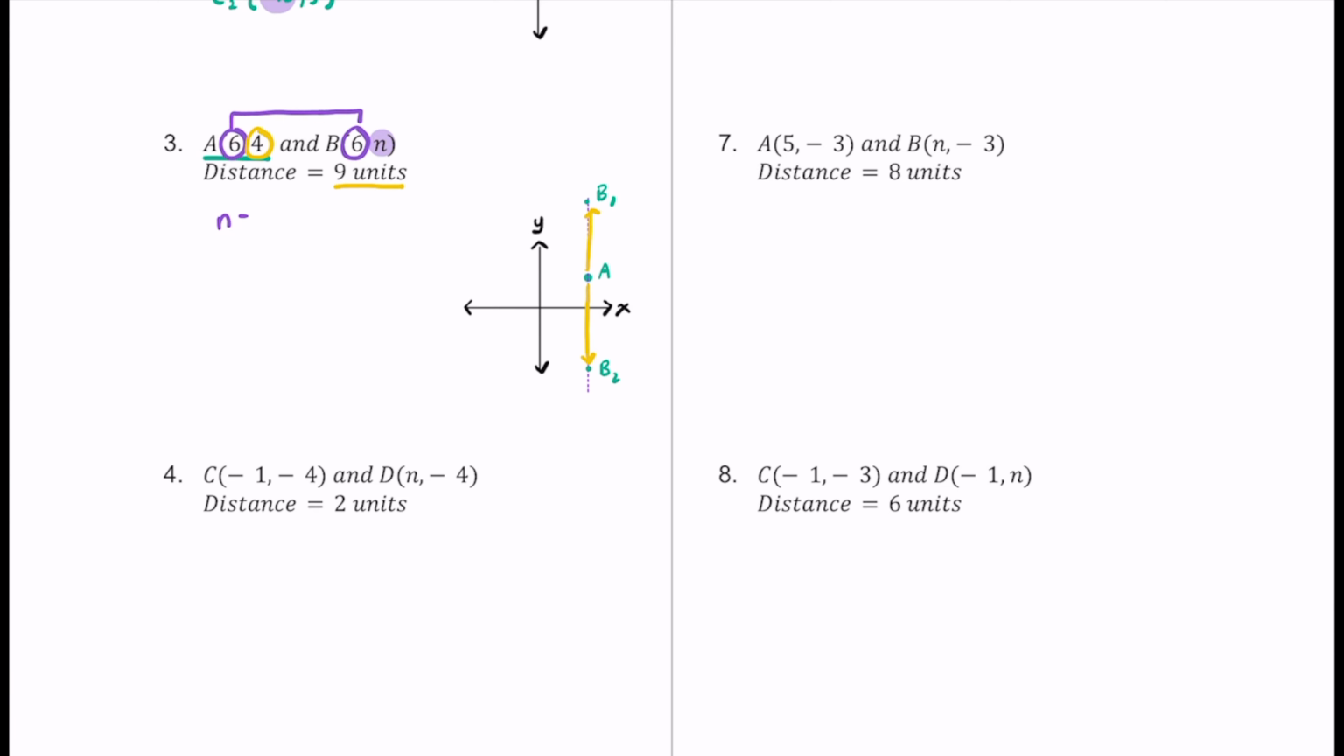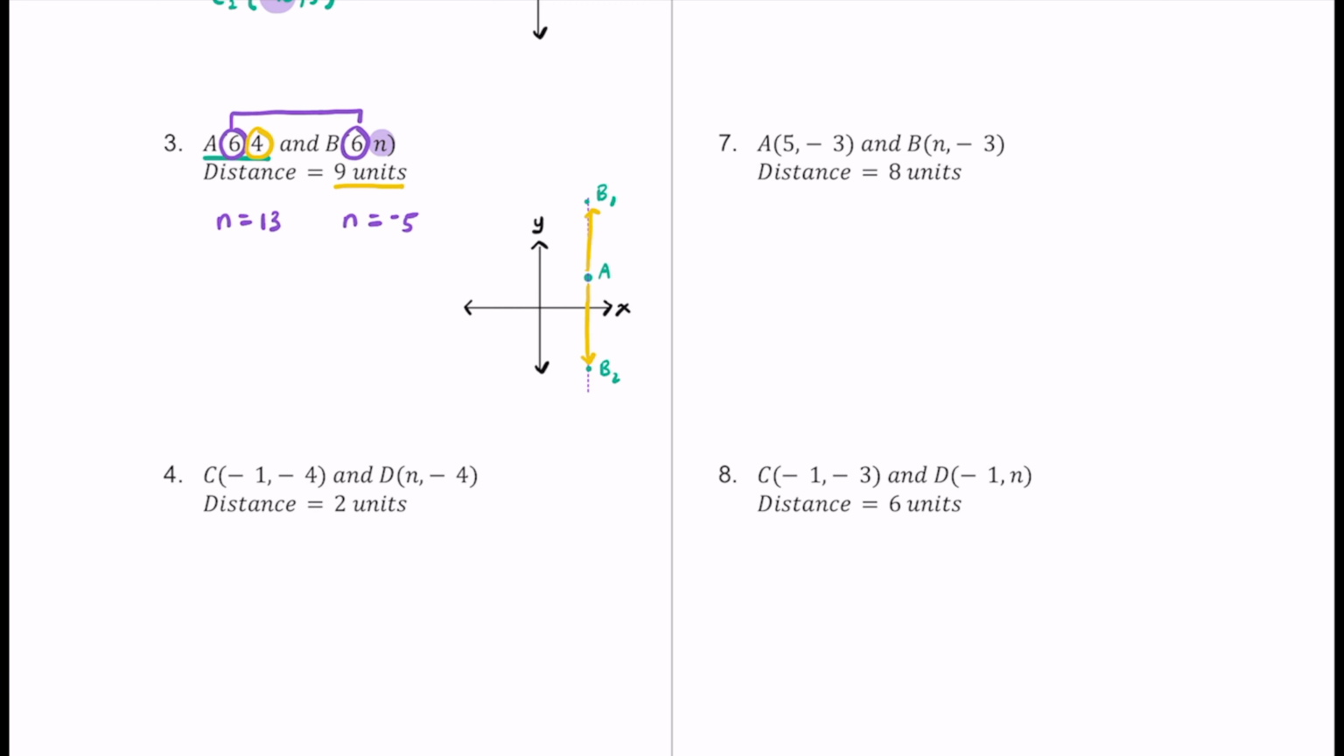So how do we say what that's going to be? Well, one of our possibilities is if we go up 9 units. So if we're at 4 here, and we move up 9, well, 4 plus 9 is going to be 13. So we could say, yes, n could be equal to 13 if we went up. And then n could also be, well, if we start here at 4, again, that's where A is located, and we move 9 units down, we would then be at -5. So that would be the other possibility for what n could equal.